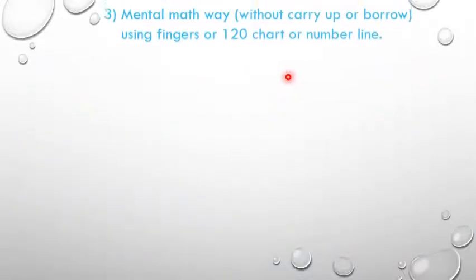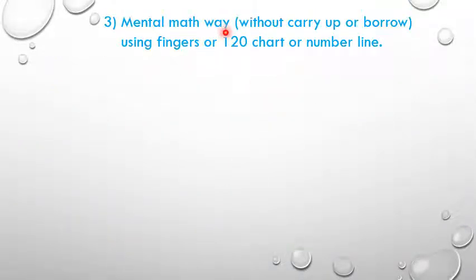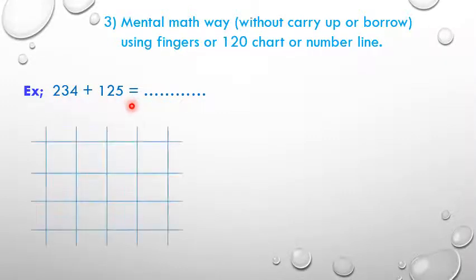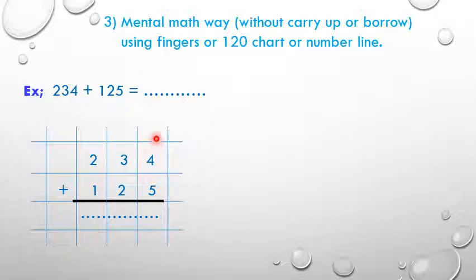Now, let's go to mental math, strategy 2, without carry up or borrow. Without any carry up or borrow. Just use your mind and your fingers, or your 120 chart, or your number line. Like this. First exercise, 234 plus 125. If we use our squares copy, write this number from horizontal way to vertical way.